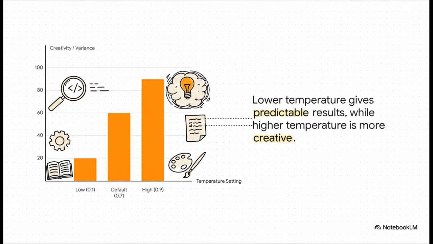So as you can see here, a really low temperature, like 0.1, is going to give you focused, predictable, deterministic results. This is absolutely perfect for things like writing code or pulling out facts from a document. But if you crank that temperature up to, say, 0.9, you just unleash its creativity. It's fantastic for brainstorming new ideas, coming up with marketing slogans, or even writing a poem.